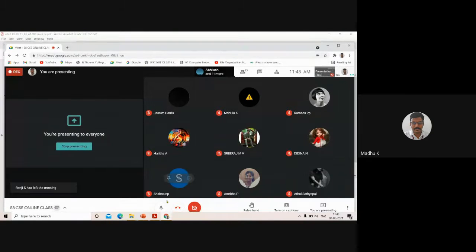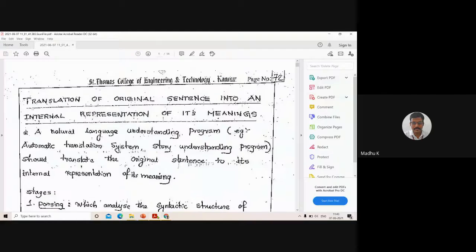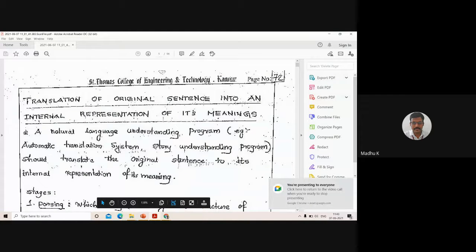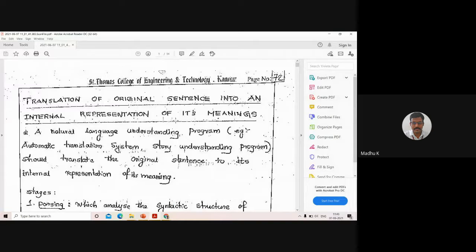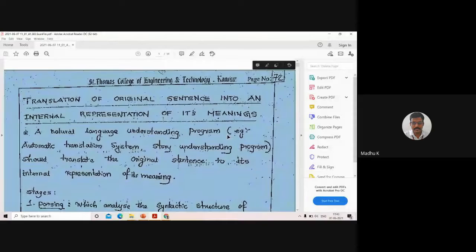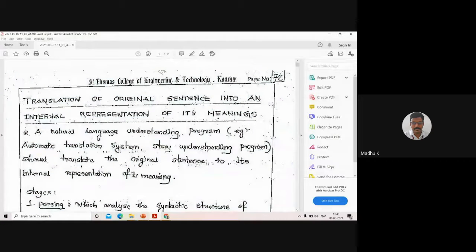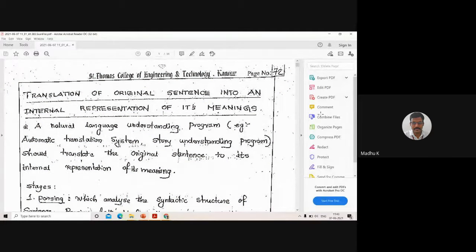In the previous class, we discussed this topic: translation of original sentence into an internal representation of its meaning. Basically, there are three stages involved in it. Which are the different stages? The first stage is parsing.